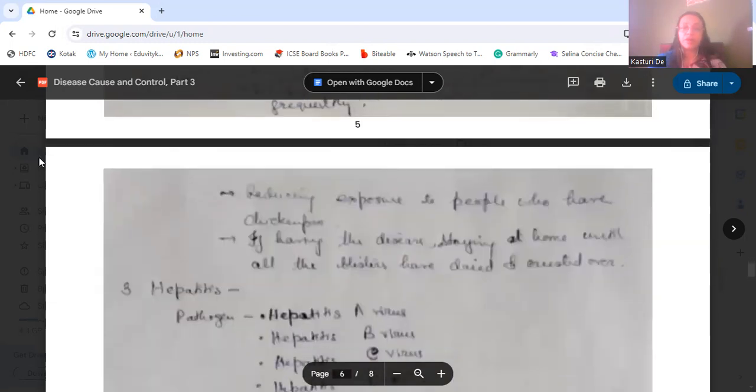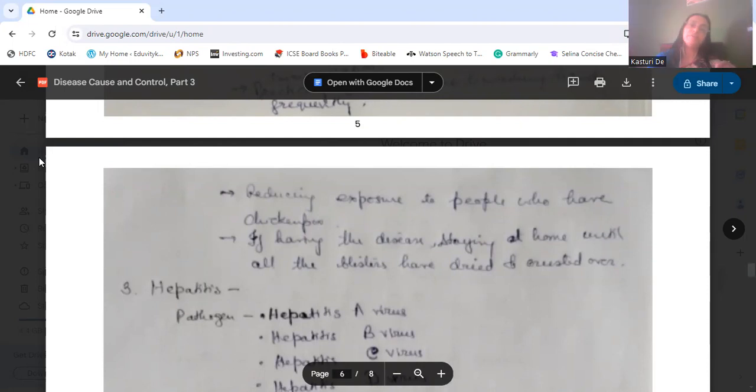Then exposure to the people who have chickenpox, we should reduce that. If having the disease, they should stay at home until the blisters are dried and crusted over. So that person should stay at home till the blisters have dried and shed off.